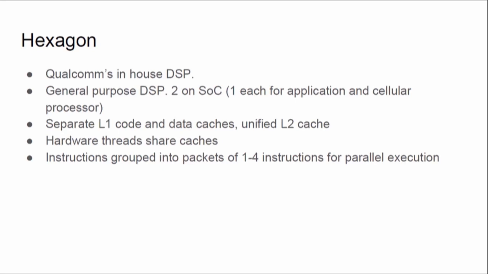So the way the Hexagon chip is laid out, you have a variable number of hardware threads. Depends on the specific iteration of the chip, but you can say 4 for a general example. So kind of like cores on an Intel device. And each of those threads shares the L1 and the L2 caches between them. The threads don't have separate caches.